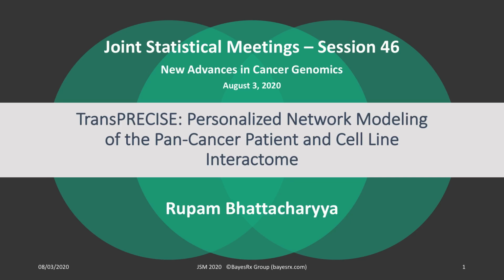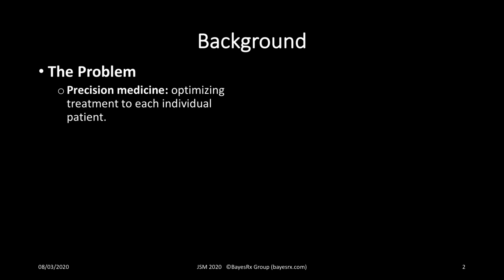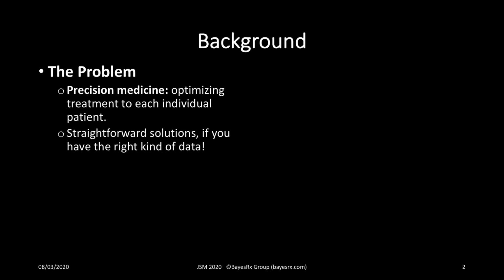I am Rupam Bhattacharya. I am a student in the Department of Biostatistics at University of Michigan, and I will be talking about my work in precision medicine in cancer. To give you a brief background of the problem that we are looking at, precision medicine is the way where we optimize treatment for each individual patient. In a cancer context, this basically means that we will be looking at their cellular features in terms of the disease, and accordingly we will be optimizing the treatments.